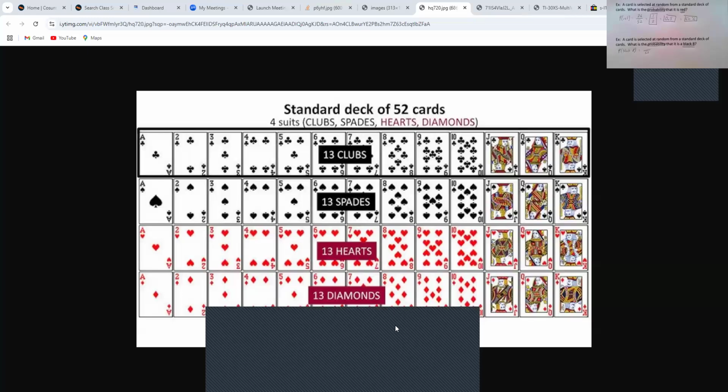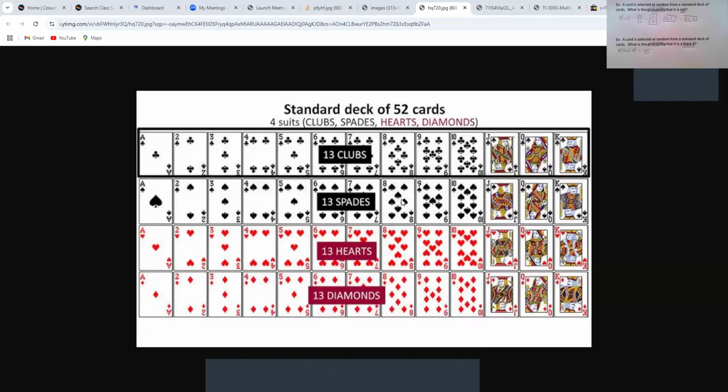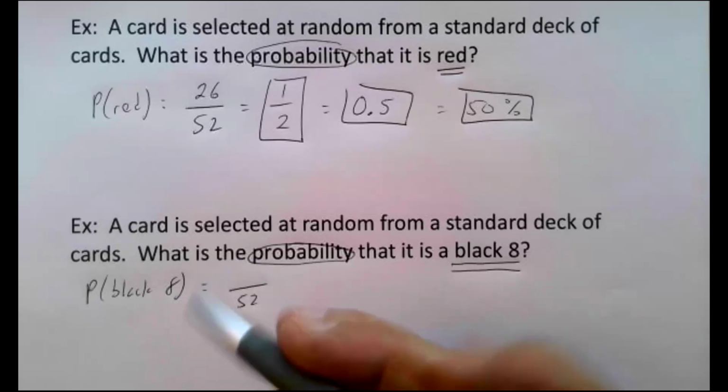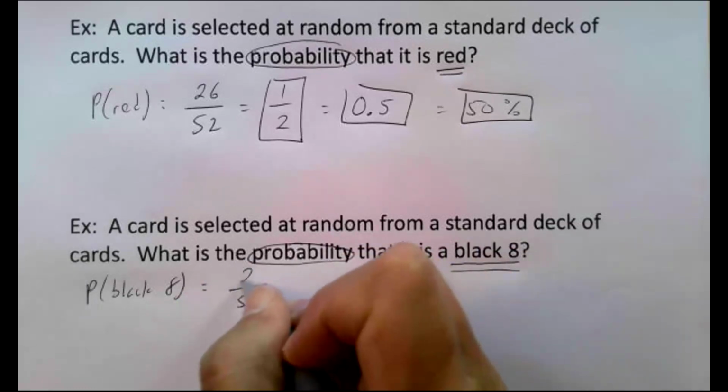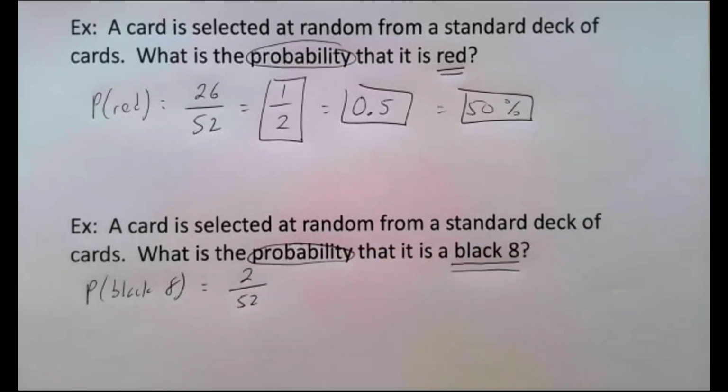Got a bunch of 8s right here. In fact, I have 4 8s right here in this column, but they're not all black. 2 of them are black and 2 of them are red. So the 8 of clubs and the 8 of spades, those are the black ones, right? There's 2 black 8s right there. 2 red 8s and 2 black 8s. 4 8s total, but 2 of them are black. So if we're talking about the probability of getting a black 8, that means there is a 2 out of 52 chance of that happening.